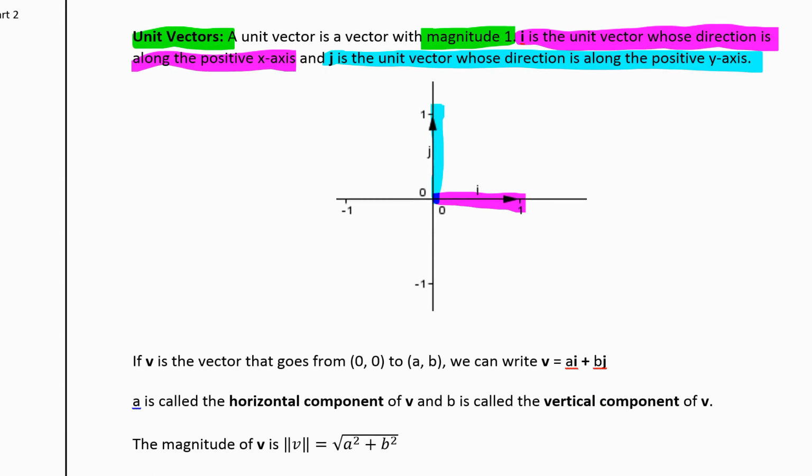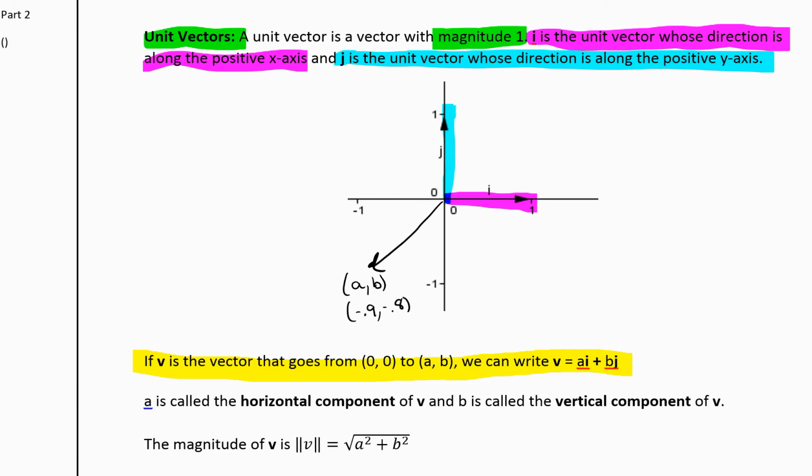So this says, if V is the vector that goes from 0, 0 to (a, b), we can write it as ai plus bj. So what that's saying is if we have any point here, it could even be down here. So this is (a, b). You know, let's say it's, well, negative 0.9, negative 0.8. Okay, since this is less than negative 1, negative 1. This vector right here, we would write as negative 0.9i minus 0.8j.